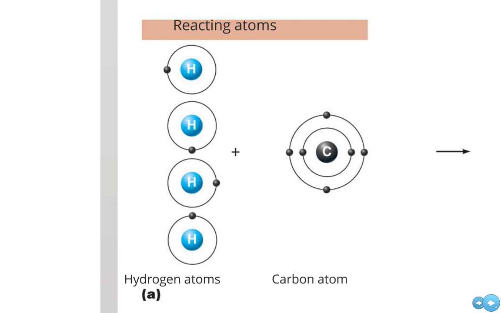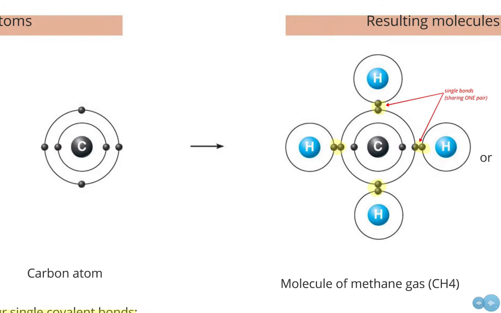Now, let's put these ideas together. The hydrogens each need one more electron. Well, the carbon has 4 it can share. It can share one of those with each of our hydrogens. On the other hand, the carbon needs 4 more. Well, each of those 4 hydrogens has 1 it can share. And again, remember, covalent means sharing. So let's put that concept to use.